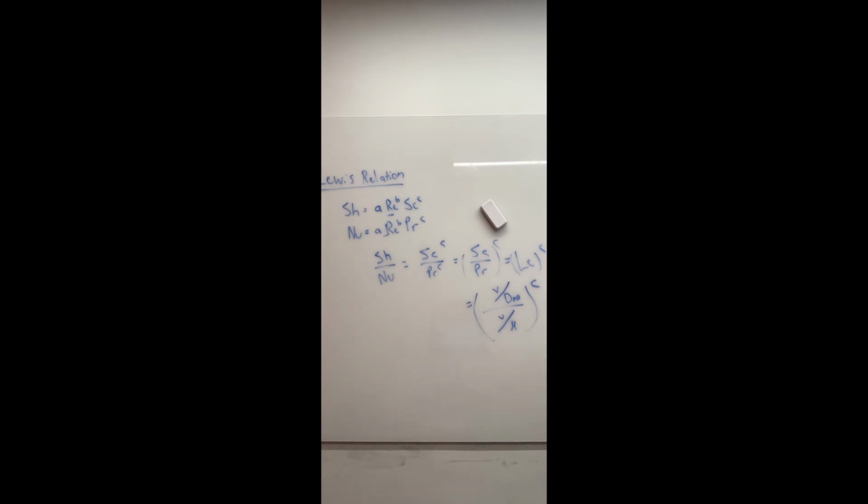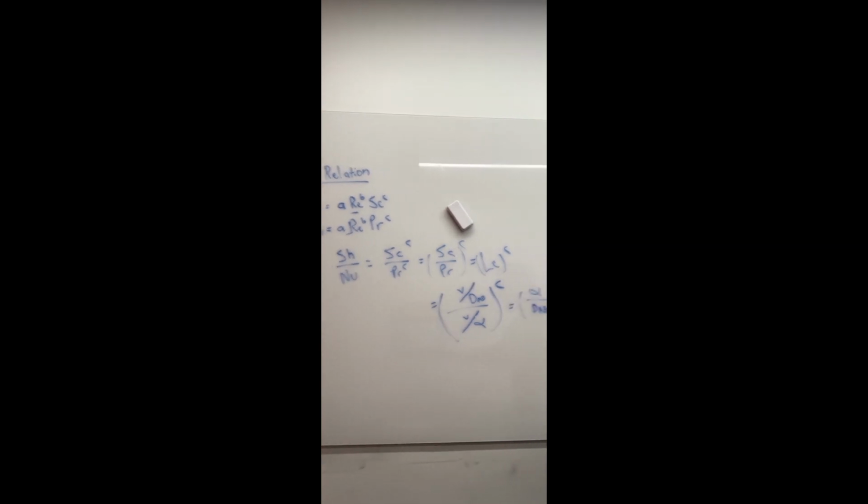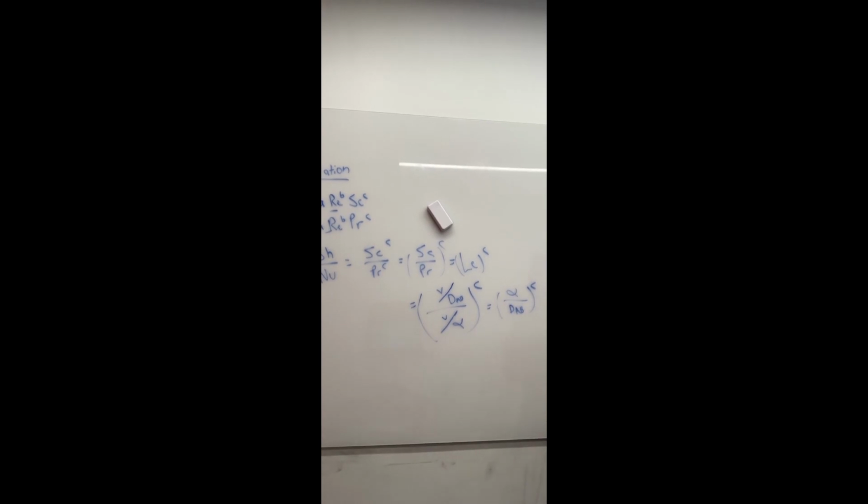sorry, not over viscosity, it's over the thermal coefficient. And then we're going to flip it. It's going to keep, change, flip, and these things cancel out. So you're left with thermal diffusivity over the diffusivity, to the C. So that is going to be equal to this.